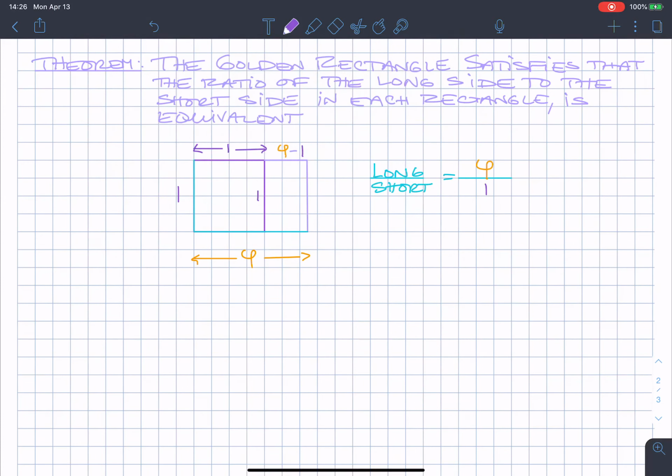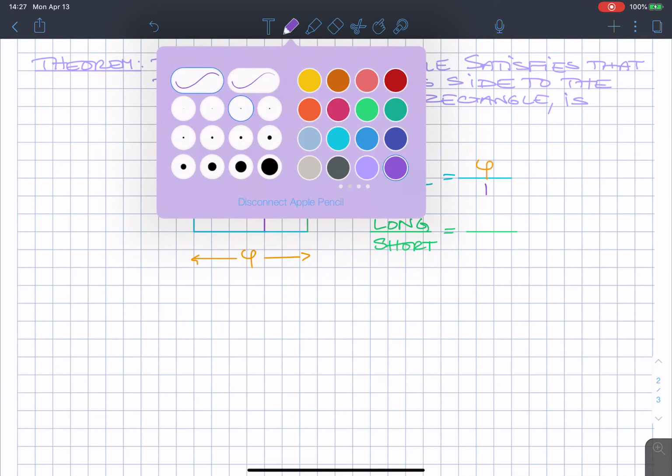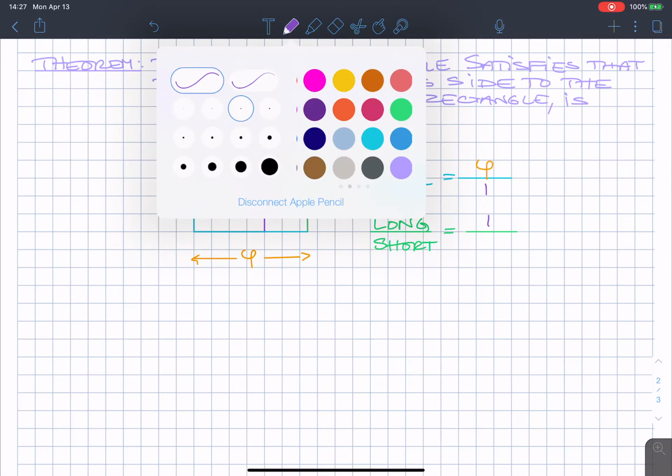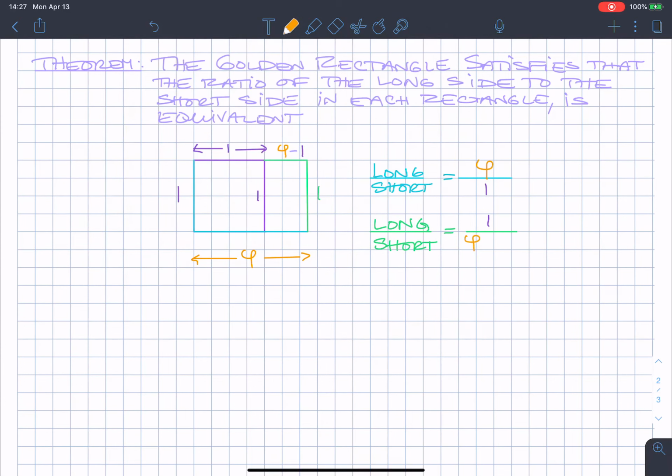But now let's look at the smaller rectangle, which is this one right here, the small little one on the right. So now let's do long side to short side. And the long side in that rectangle, of course, has length 1. Actually, let me color code it. The length is 1. And now the short side is phi minus 1. Phi minus 1. So what this theorem is saying is these two are equal.